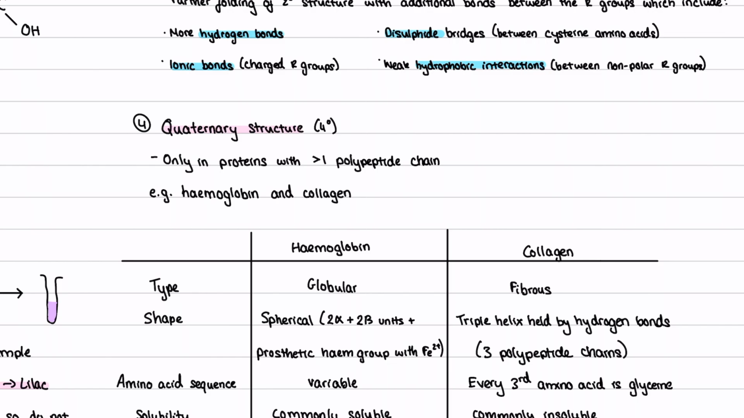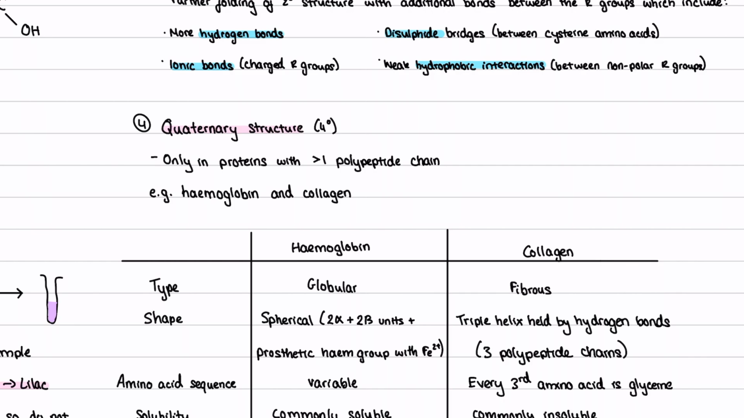Each polypeptide chain has a prosthetic heme group, which contains an iron ion. Haemoglobin is soluble as the hydrophilic R groups are facing outwards and the hydrophobic R groups are facing inwards. Haemoglobin's function is to transport oxygen around the blood within the red blood cells and become oxyhemoglobin. 1 oxygen molecule can bind to each heme group on each polypeptide, so 1 haemoglobin can carry 4 oxygen molecules.